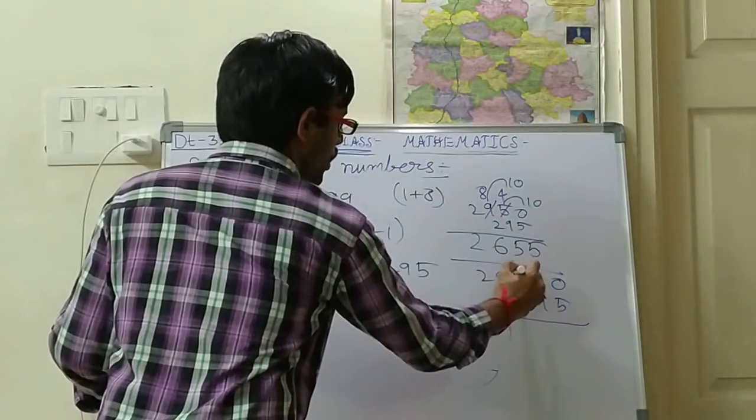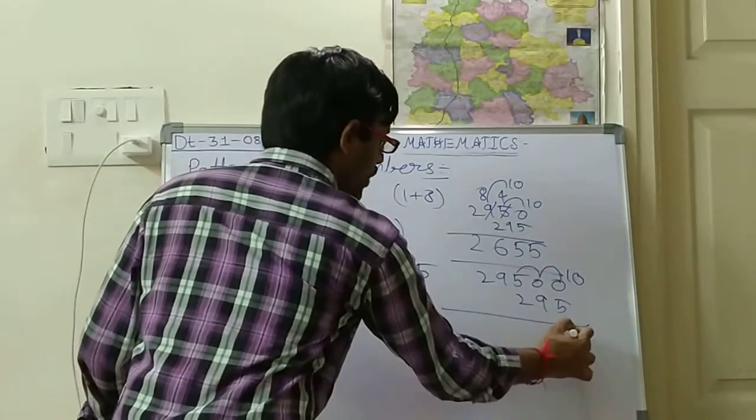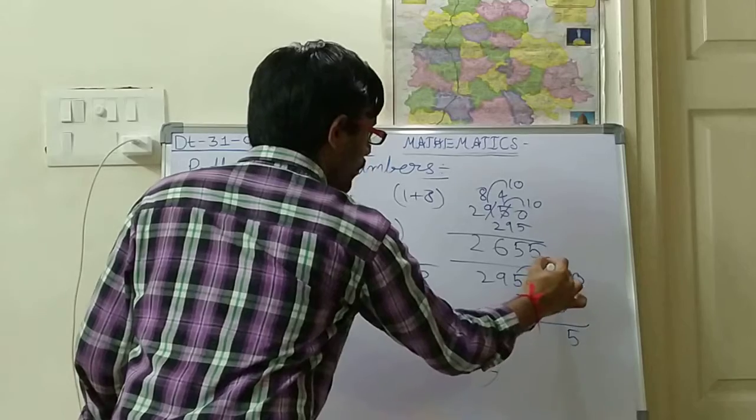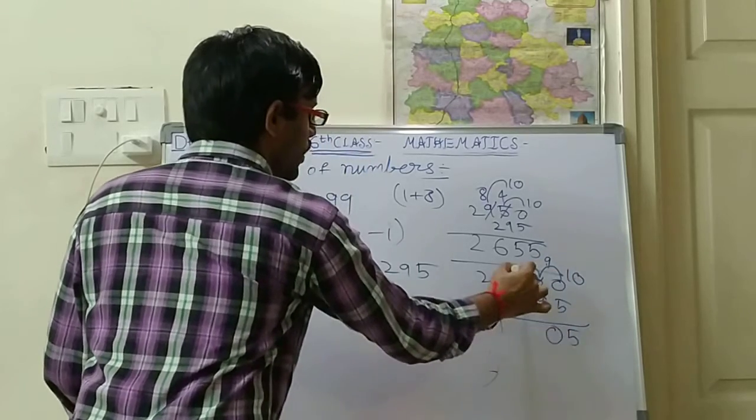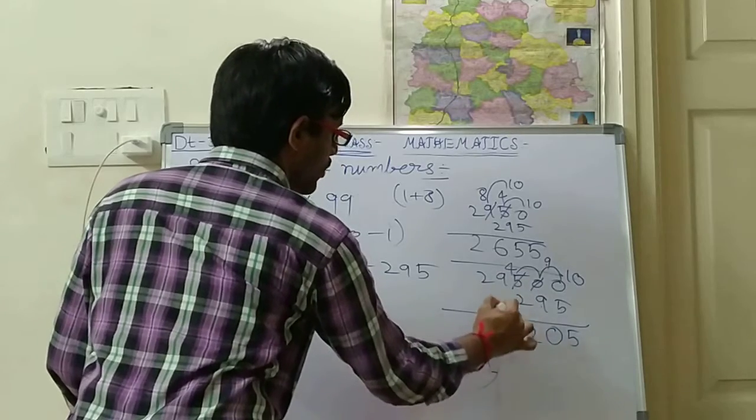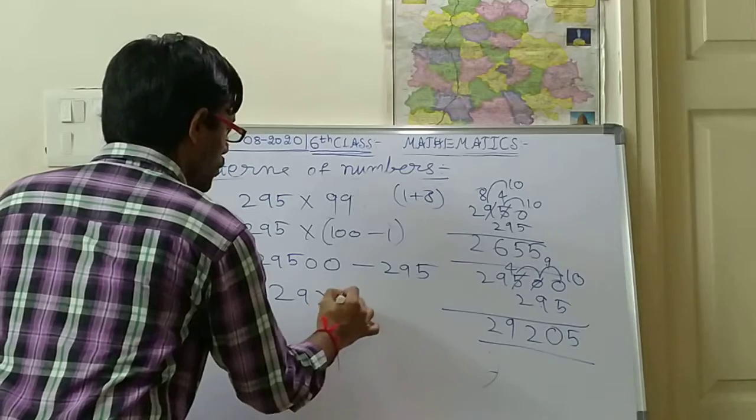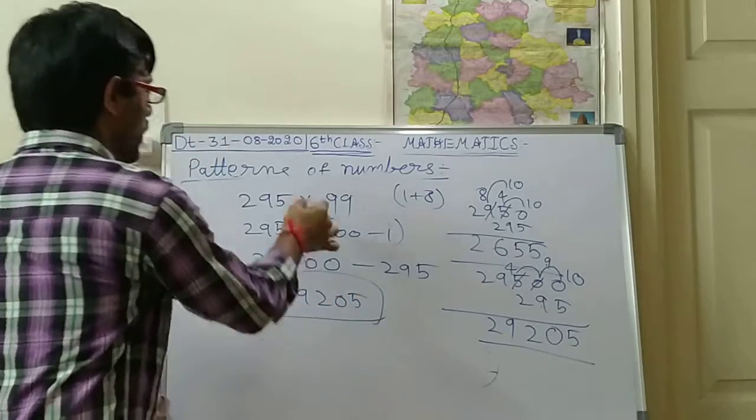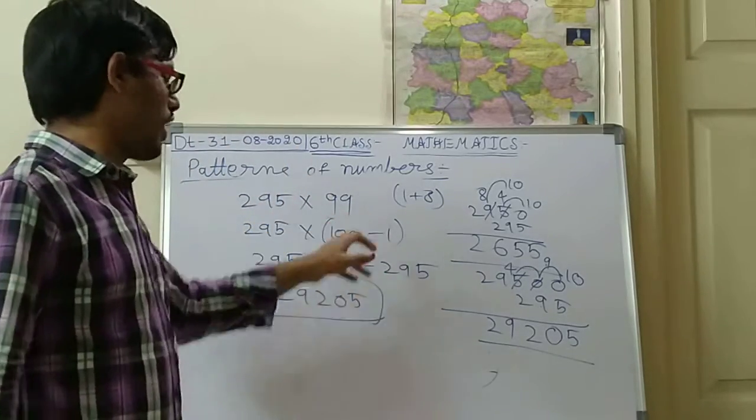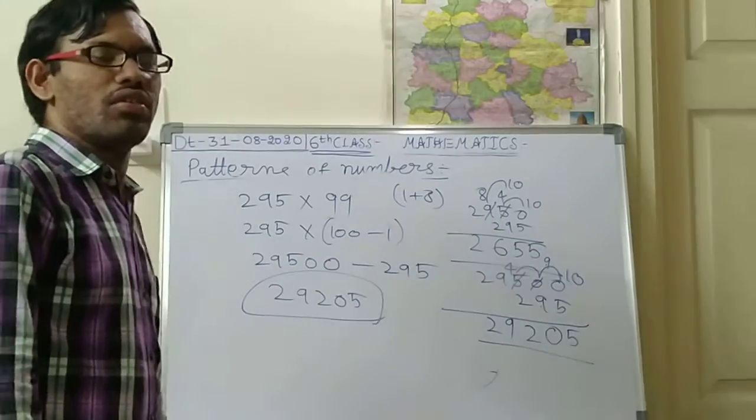From this 5 we can't take anything, so borrow. 10 minus 5 is 5. Here 9 will come. 9 minus 9 is 0. Next, 4 minus 2 is 2. Then 9, 2. Okay, 29205 is the result. 295 into 99 is 29205. Very easily you can do it.